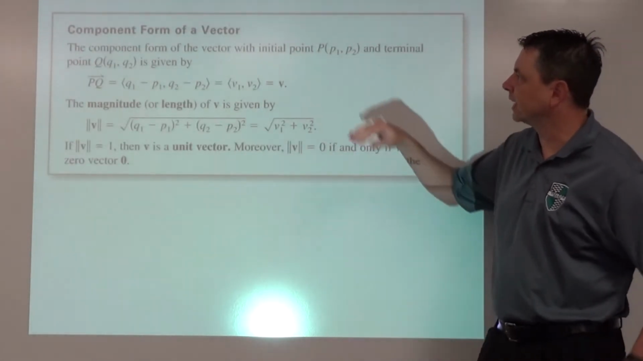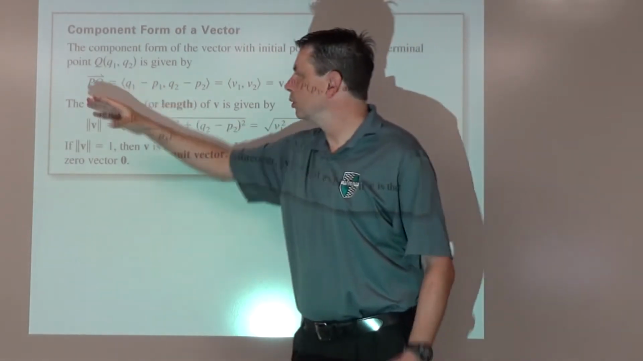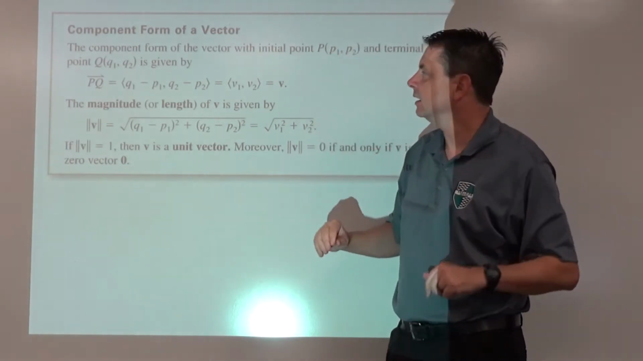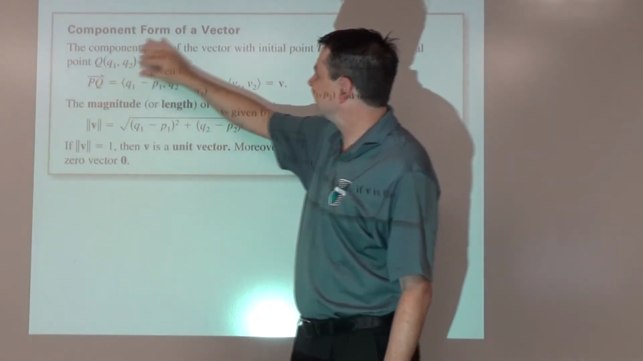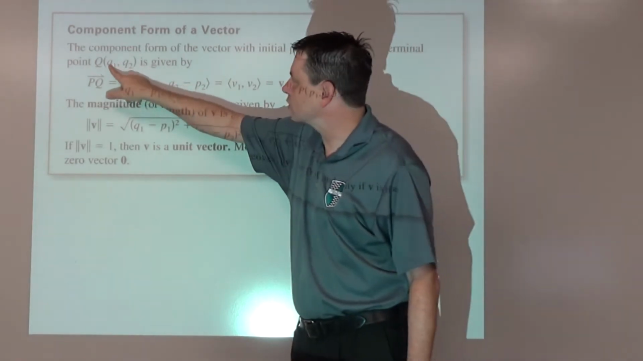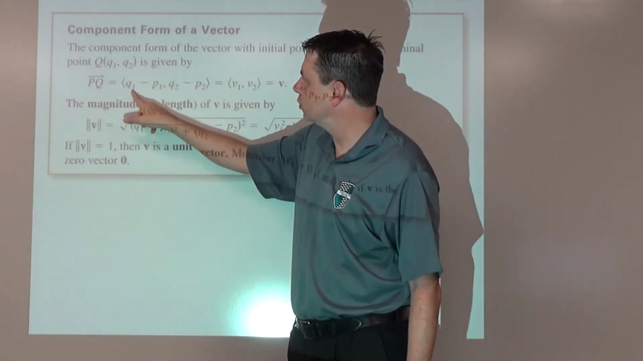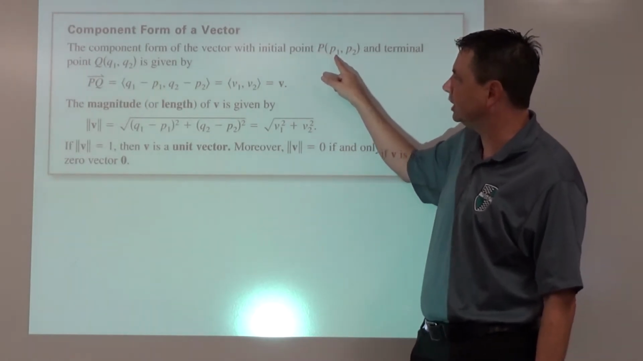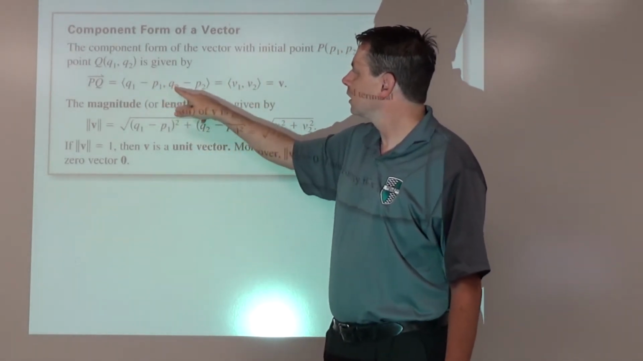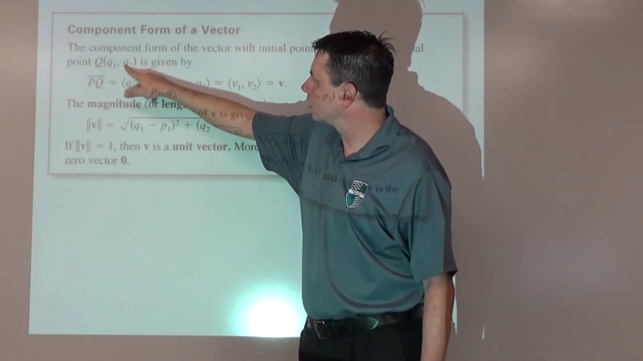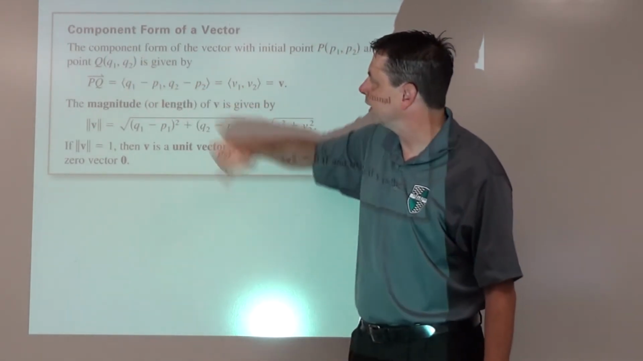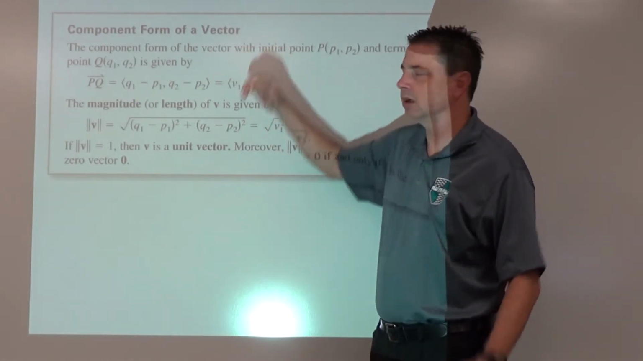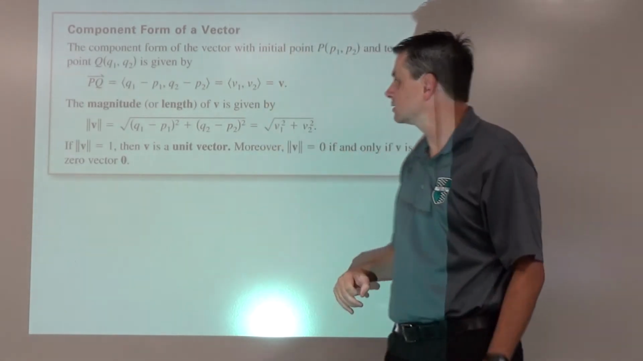First way we're going to look at a vector is component form. Component form has what I kind of call pointy brackets. To get that vector, we take the x-coordinate of the terminal point, Q1, and subtract the x-coordinate of the initial point, P1, comma, the y-coordinate of the terminal point minus the y-coordinate of the initial point. These are going to be numbers inside of pointy brackets.